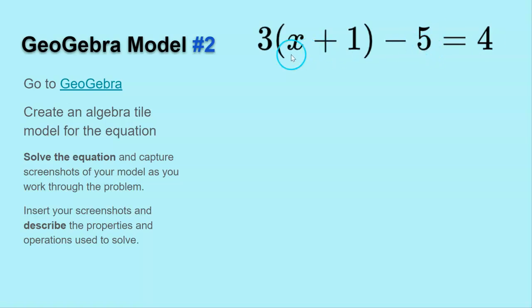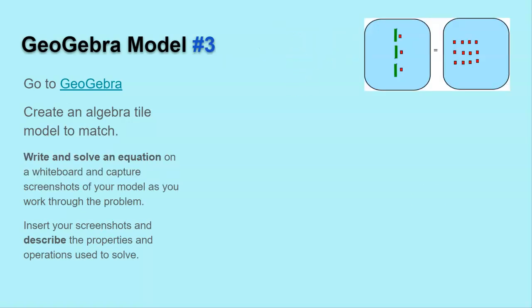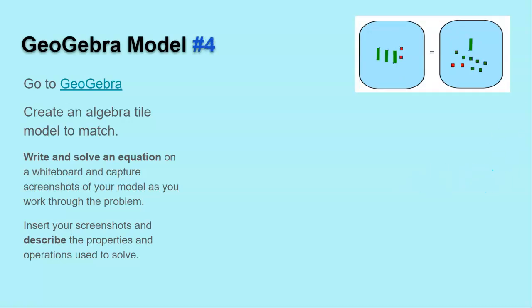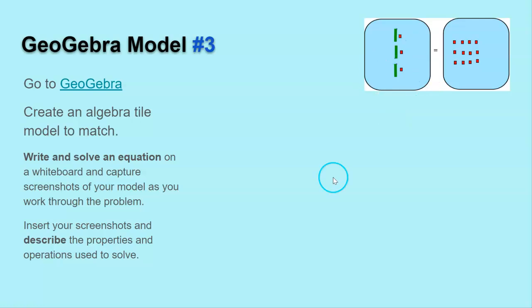When they get to the third one, we're kind of going in reverse. I'm giving them a tile model, and they're going to create an equation that will match it, and then they will solve that equation and capture screenshots of their model as they go through this problem. They will also describe the properties and the operations they're using as they are solving. And the same here. Now, something you might notice on this third model is they could technically use a distributive property here if they wanted to for the left side.